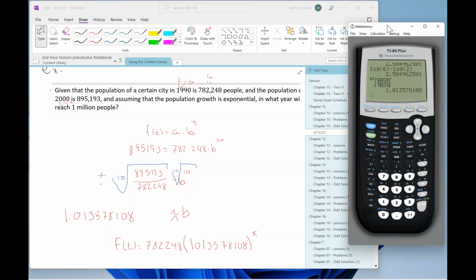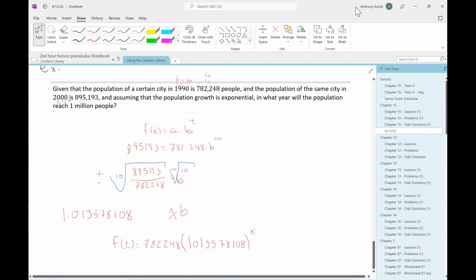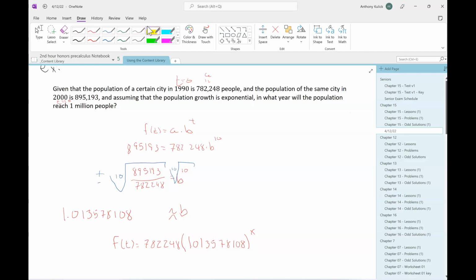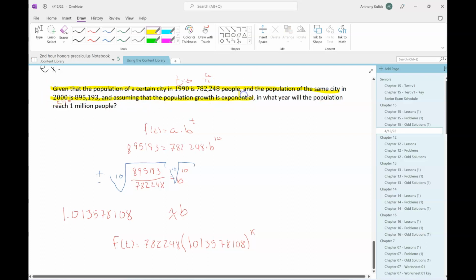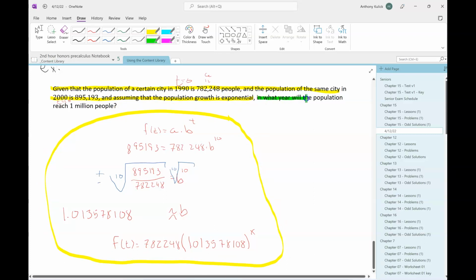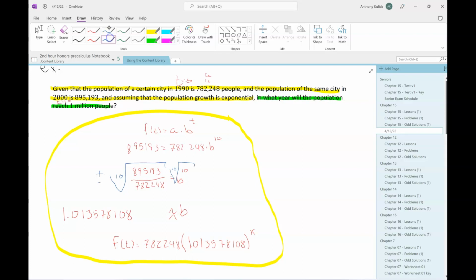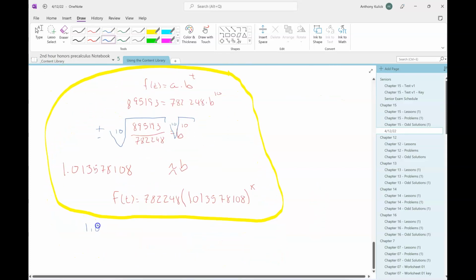Everybody's cool with this and what we've done so far? So that's the first part of the problem we've accomplished. We now need to deal with the second part of the problem that asks, in what year will the population reach 1 million people? So what we're saying there is the output needs to be 1 million.